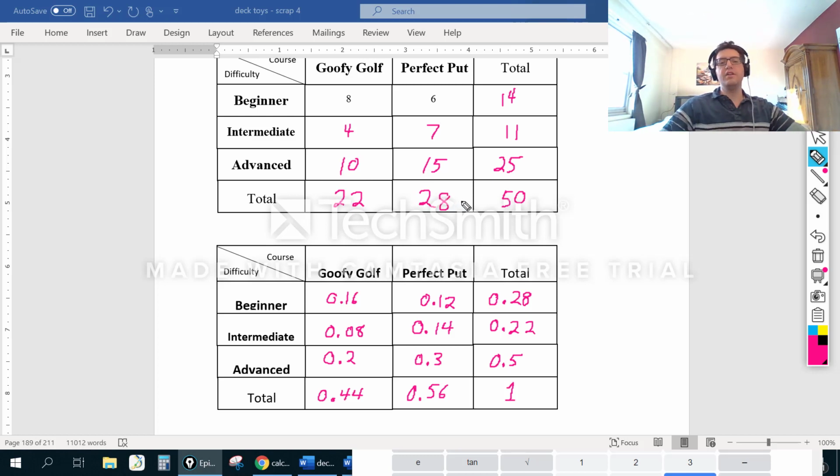Okay, so these are all the numbers that we had to begin with, and all we needed to do to get those numbers is take these numbers in the relative frequency table and multiply them by the grand total.